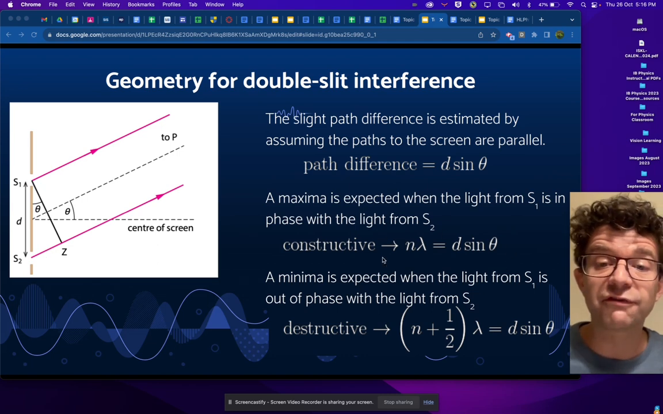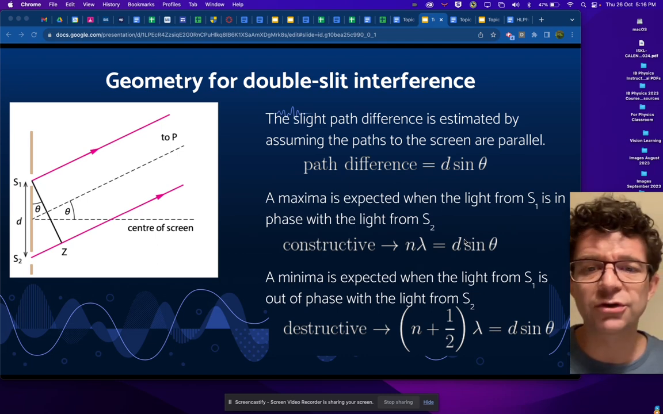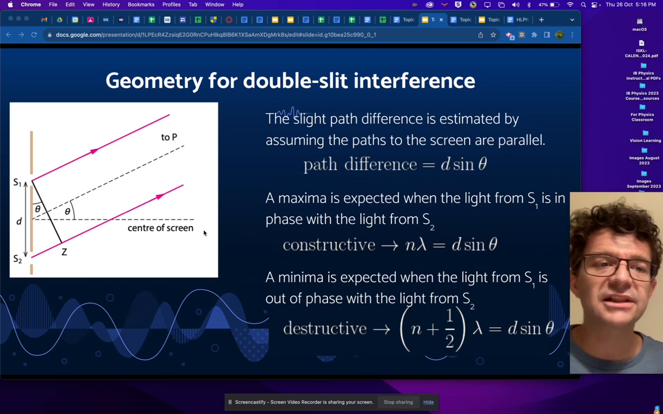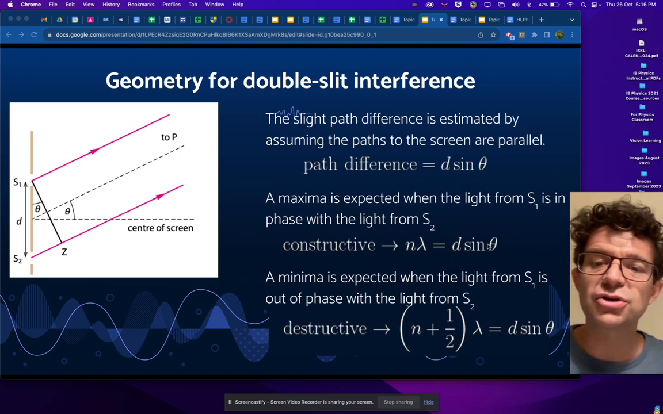This is a really good formula to keep in mind. N lambda is equal to d sine theta, tells us the location of all of the constructive maxima. We don't usually do a small angle approximation with double slit interference because the patterns generally extend well beyond 10 degrees because the slits are very, very narrow and we see a lot of diffraction and we see larger angles. So we don't usually use a small angle approximation.